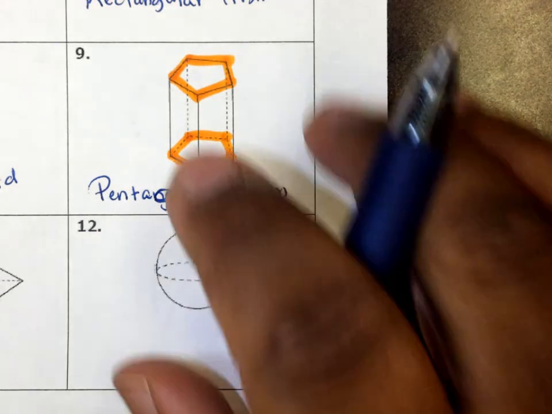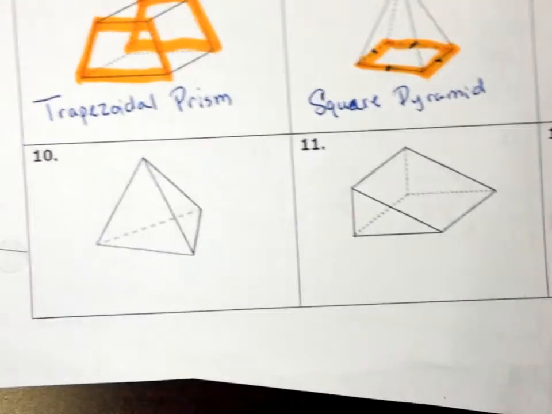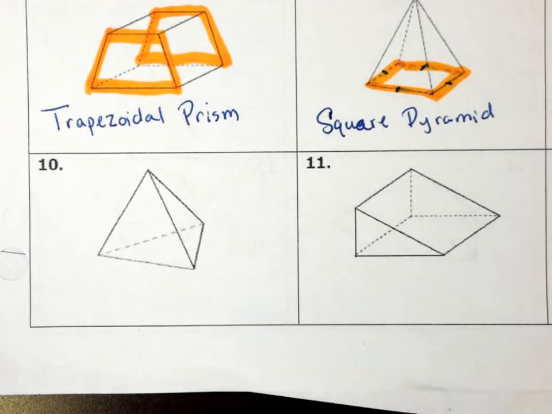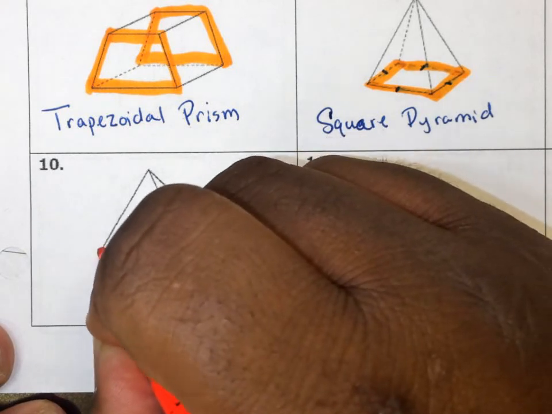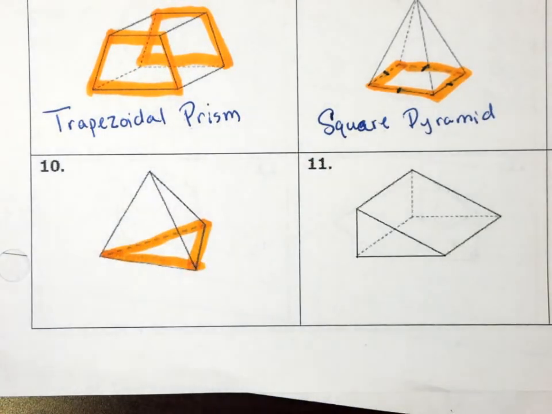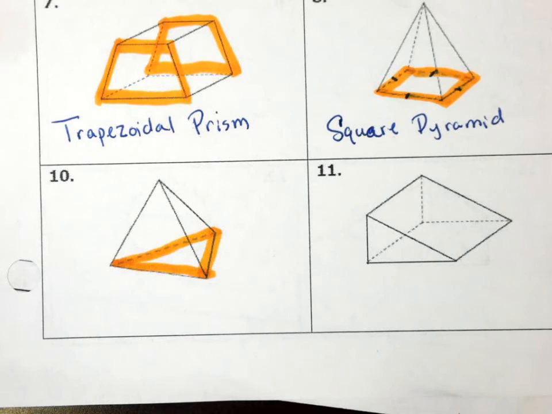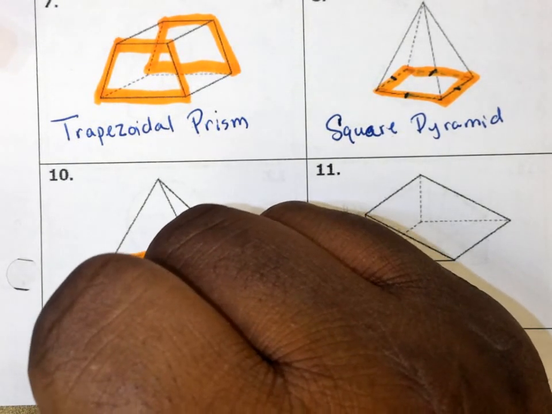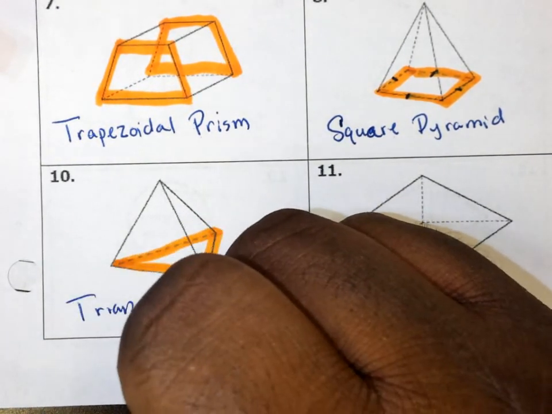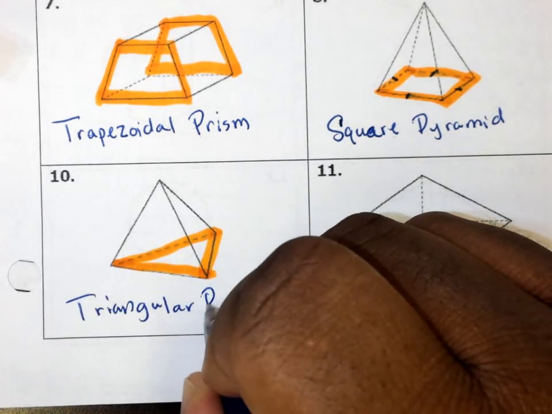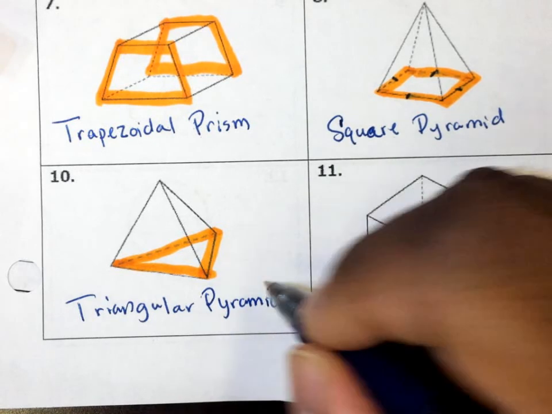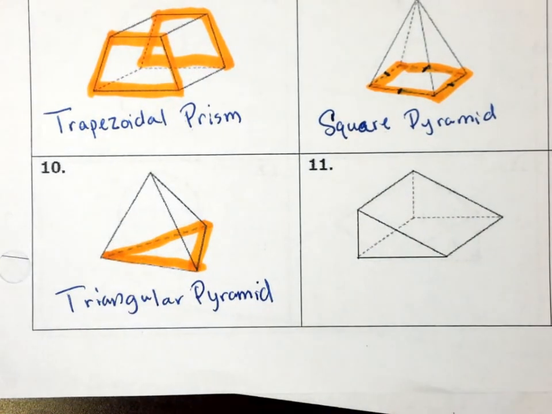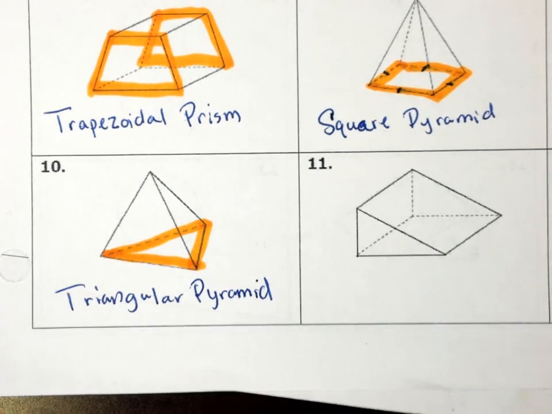Isaiah, number 10. Good. Triangular pyramid. What's up? In the back, in that second cabinet. Want to say caution on it. I know you think I forgot about your Reese. I haven't though. Number 11.